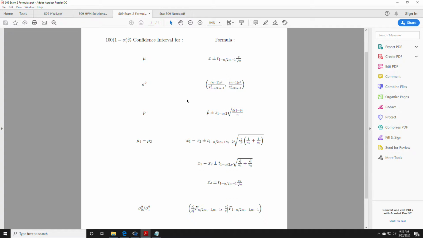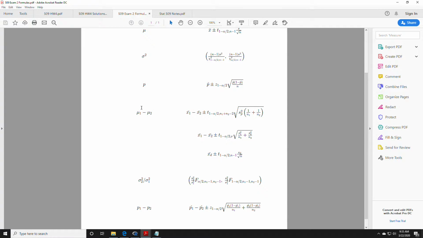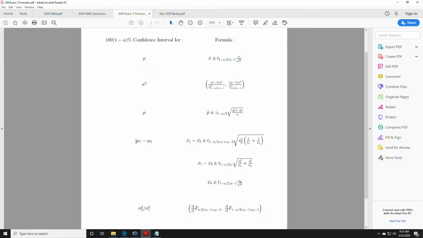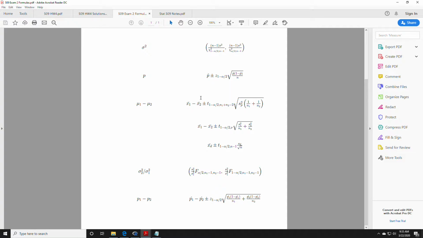Recall this is what the formula sheet looked like, and we had the confidence interval for the difference between two population means. We had 3 different ways to do it. The first way, we had independent populations, or independent samples, however you want to think about it, and we assumed that the variances were equal in both populations. The second way, we still had independent samples, but we could not assume that the variances were equal. And the third way, we had dependent samples, so matched pairs design.